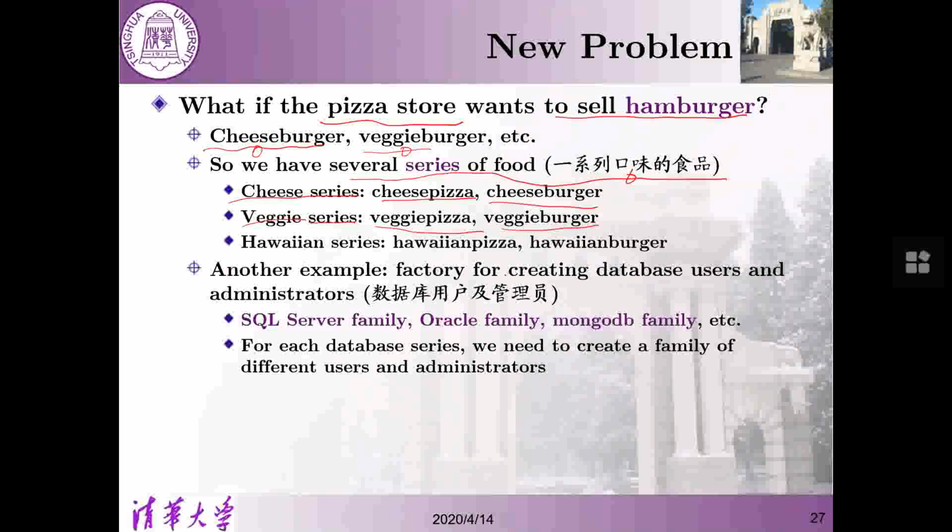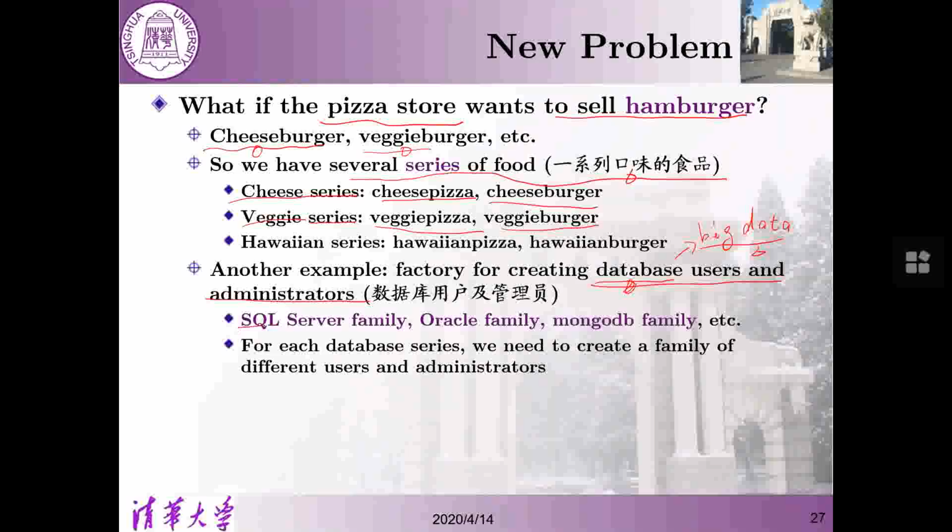Another example is a factory for creating database users and administrators. For database, actually, we will learn the database in the future. We have database classes. Basically, database is software for storing. We all know the big data, right? Database is to store those big data, right? It's software for storing the data and inquiring the data, modifying the data like that.